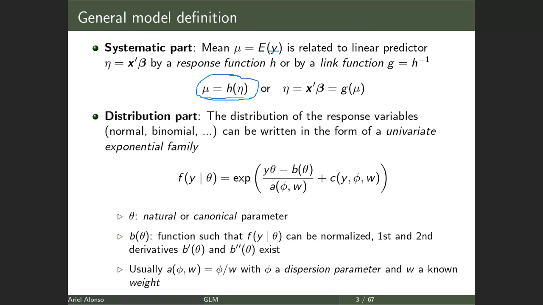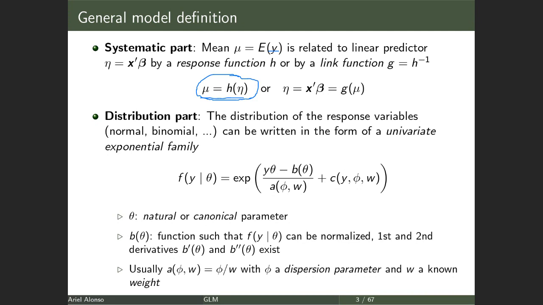Now we are going to introduce a general family of distributions that will encompass all these previous particular cases: the normal, the Bernoulli, the binomial, the Poisson. They are all special cases of this general family of distributions. We call that family the univariate exponential family. It's just a general distribution that encompasses all the previous ones. And here you have the expression for a univariate exponential family.